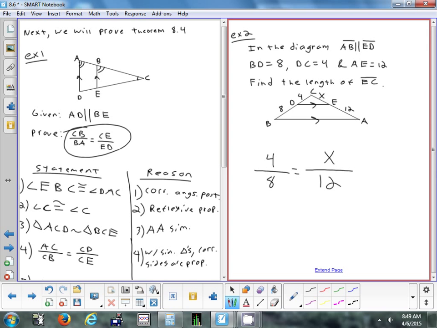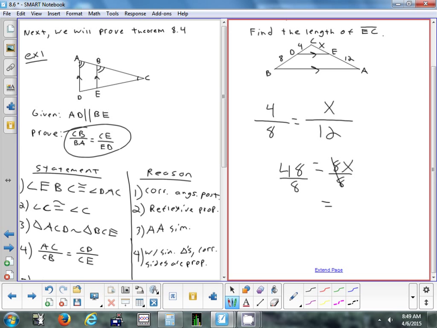Okay, so we cross multiply. 4 times 12 gives me 48, equals 8x. And Sarah, what's my last step to get x by itself? Good. Divide by 8. Divide by 8. And 48 divided by 8, James? 6. So x is 6.